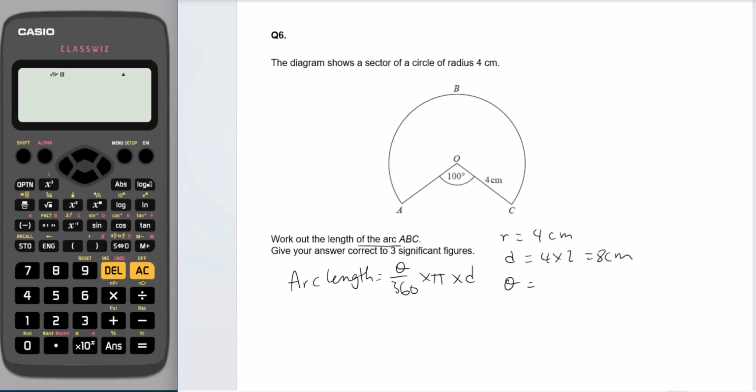Theta, we have the outside angle, the external angle. We need to find this inside one. So that would be 360 take away 100, which is 260. I know you can do this in your head, but I'm just showing you how I'm getting the answer. And then we've got the pi, we've got the diameter. Okay, let's go ahead and plug in all the information now. So 260 over 360 times pi times the diameter, which is 8. All we have to do is plug all this in our calculator.